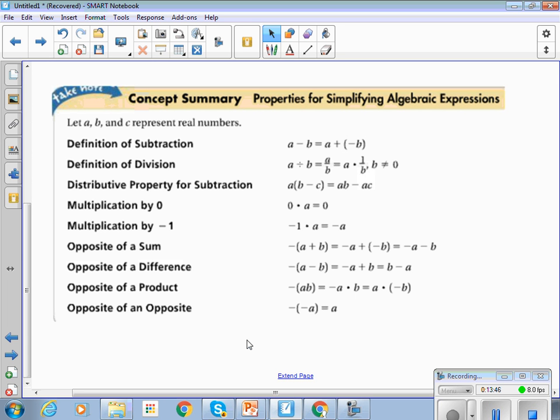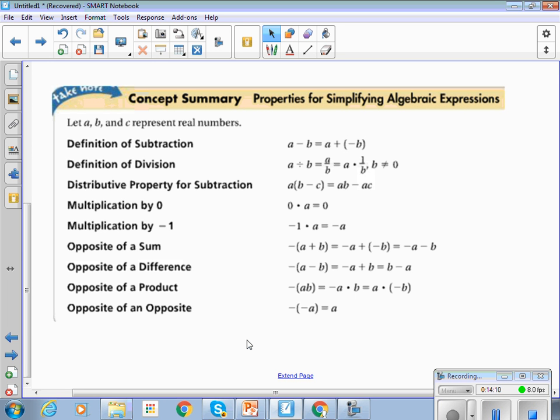The opposite of a sum, so negative parenthesis a plus b is equal to negative a plus negative b, or negative a minus b. Opposite of a difference, so negative parenthesis a minus b is the same as negative a plus b, or those two guys flip, b minus a.